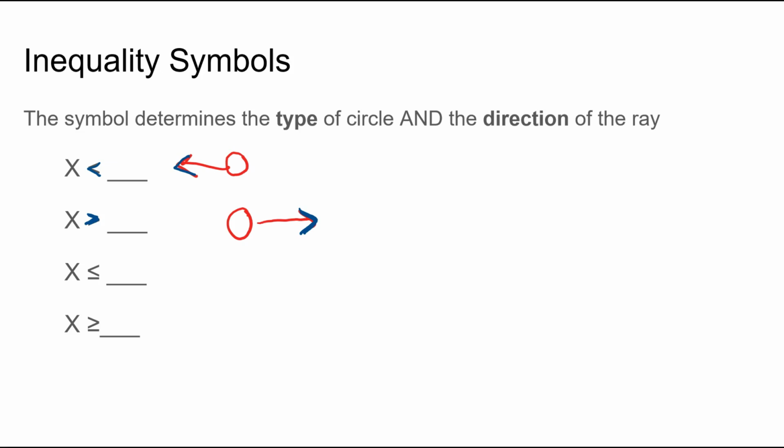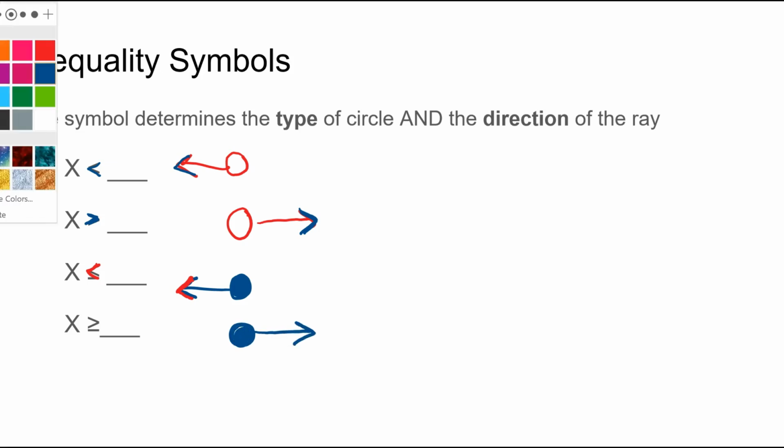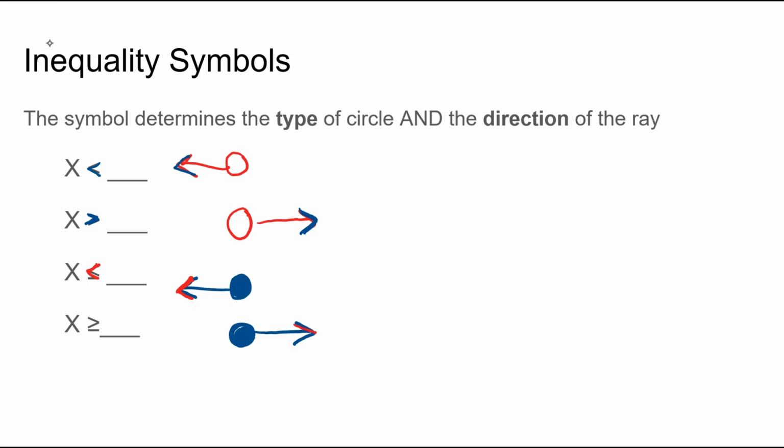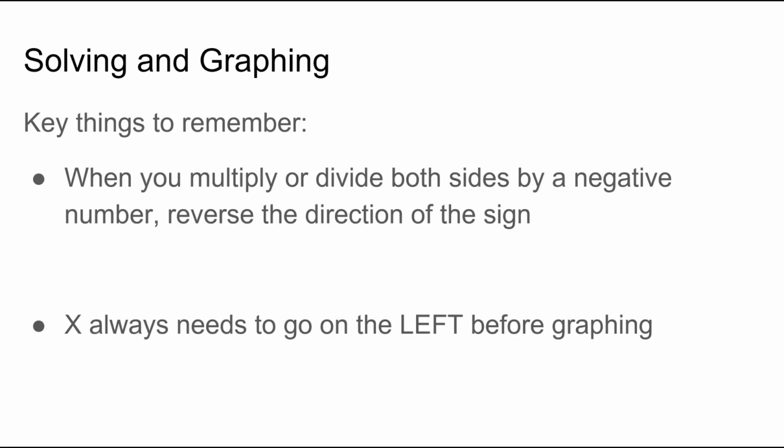When we have a less than or equal to, we're going to use a closed circle. And it's still less than, it moves in this direction. And again, the end of that arrow should match that symbol. When we do a greater than or equal to, we've got our closed circle. We're going to move in this direction, and you can double check that the end of that arrow matches the inequality symbol. Great.